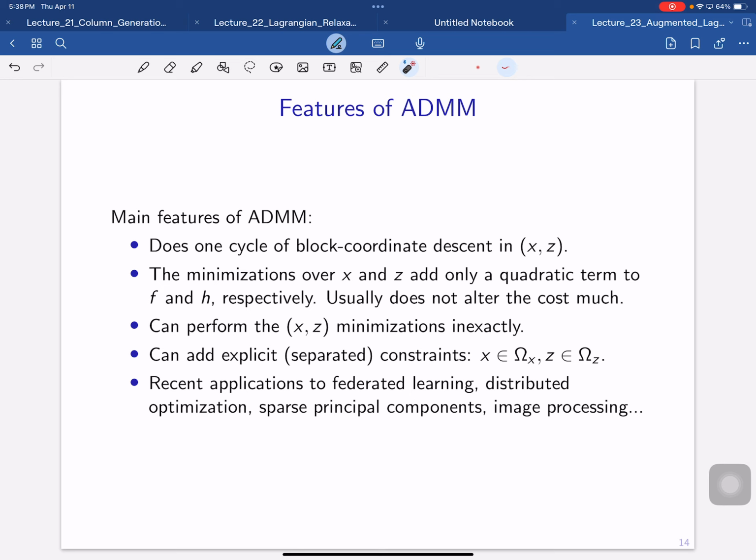So the most common algorithm to solve federated learning is the ADMM type of methods. Okay. And there are methods related to other applications like image processing and so forth.